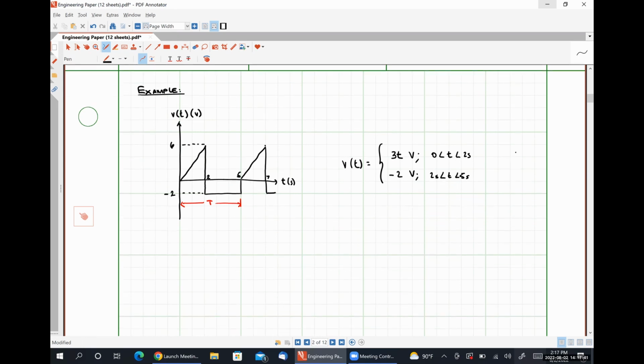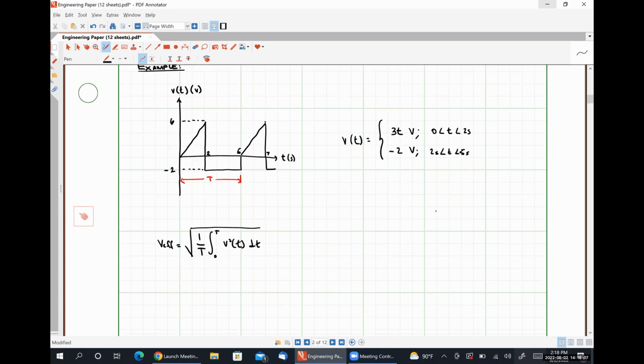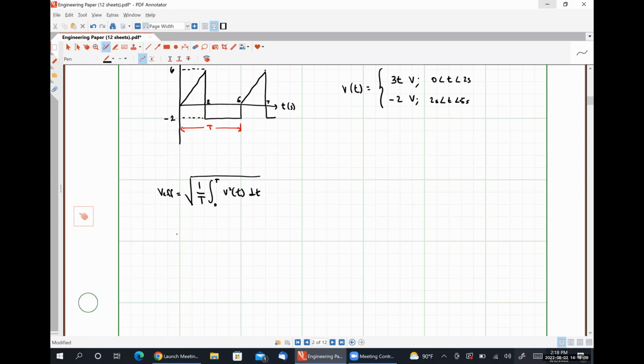Okay. The effective value of V of t could be determined by applying our effective value equation. 1 over T integral from 0 to T of v of t squared dt. And now we'll substitute in some relationships. So the first thing that we can do is observe that our period in this case is 5 seconds.